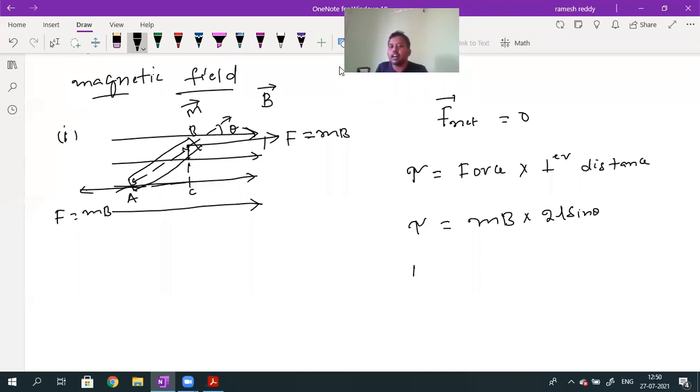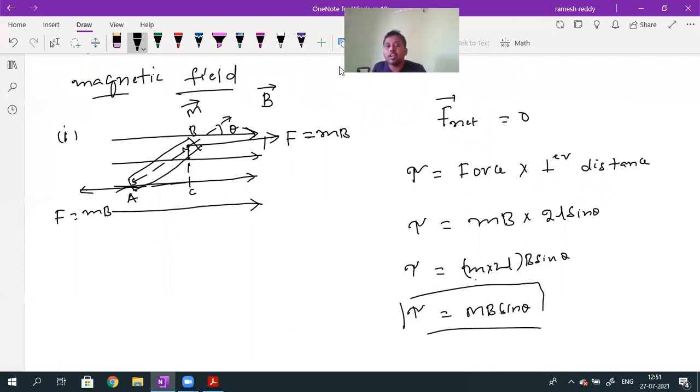Then what happened to tau? So tau value can be written as m into 2L, pole strength into length, into B into sine theta. From this, what is the expression for torque I will get? Tau value will be given by m into 2L, which becomes capital M, so capital M into B into sine theta. This is the expression for torque acting on a bar magnet placed in external uniform magnetic field. So tau = M B sine theta.